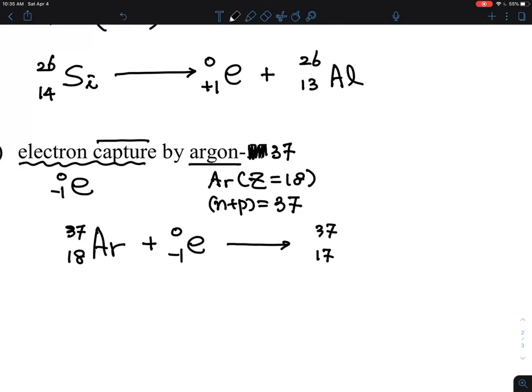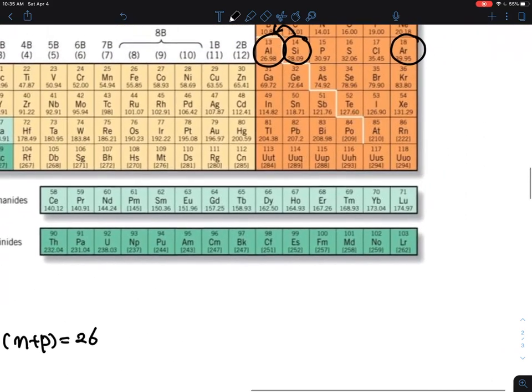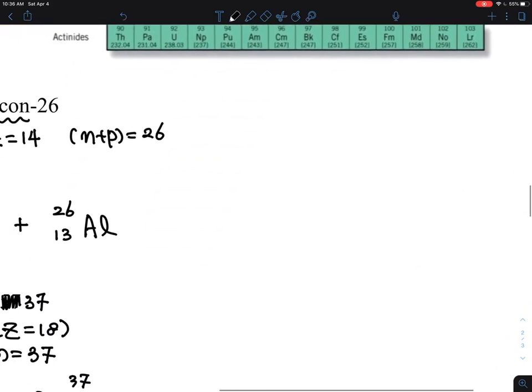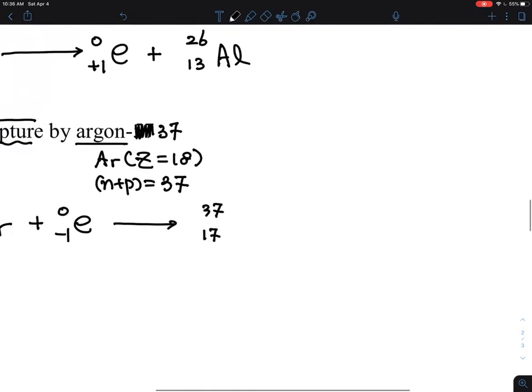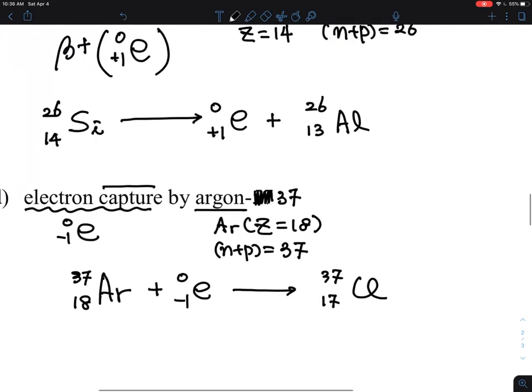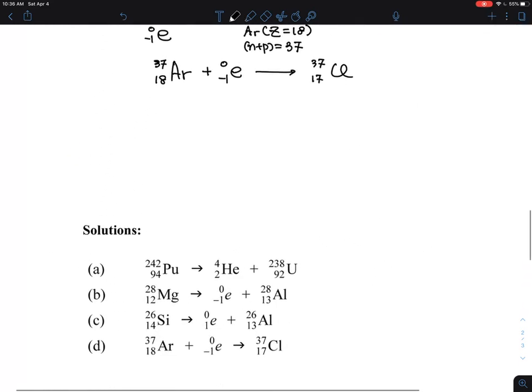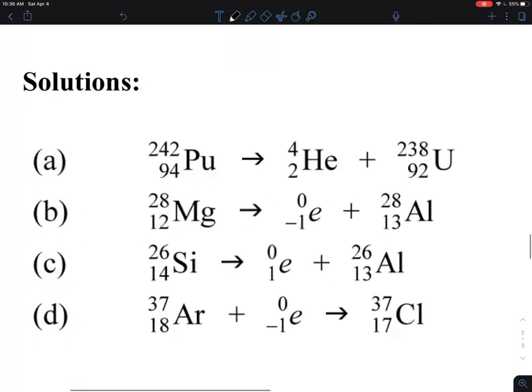And what's the atomic symbol for 17? Which is this one, right? It's a chlorine atom. So that's the answer. Okay, so this is our answer for all 4 problems. You can also find the answers right here, in written form.